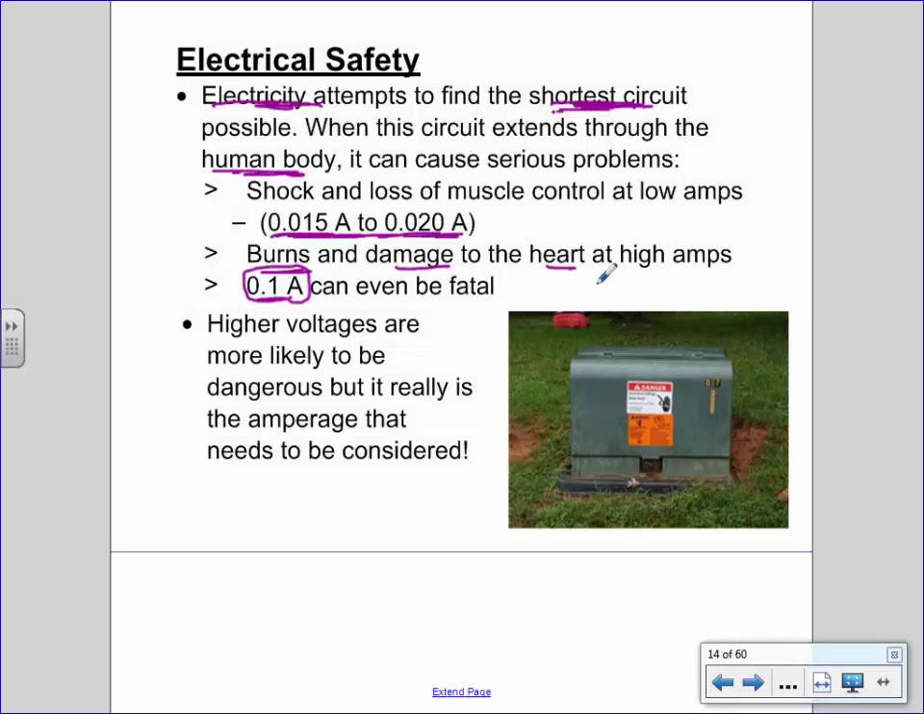Long story short, we got to be careful. Okay? Because you don't want to mess around with electricity. So you guys have seen one of these things before, right? Like a high voltage box. They tell you don't play by high voltage boxes for a reason, right? Because you don't want to get electrocuted as a little kid.